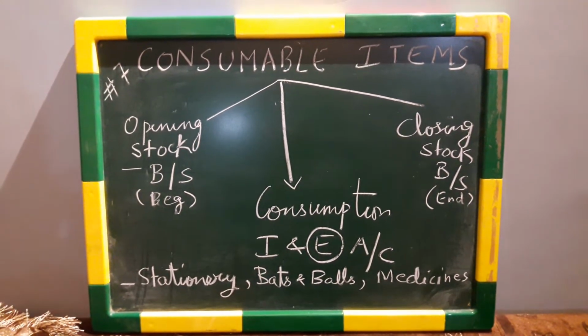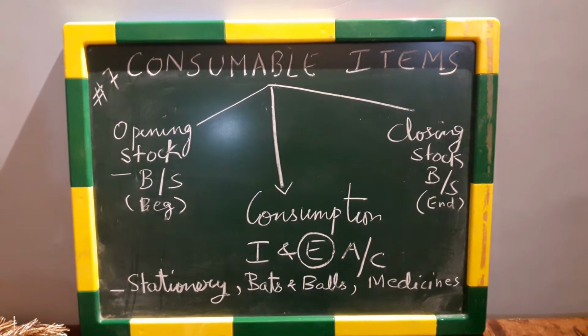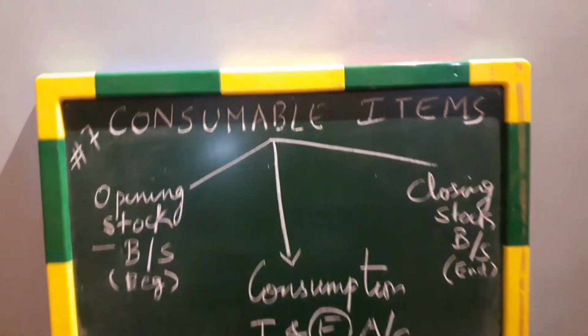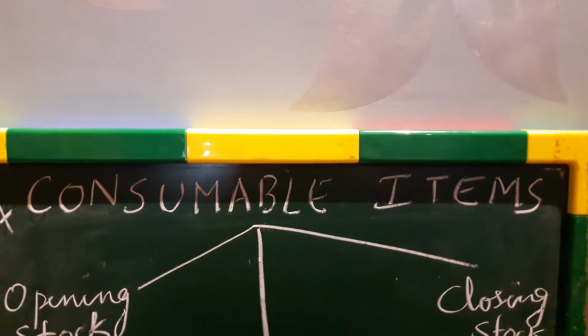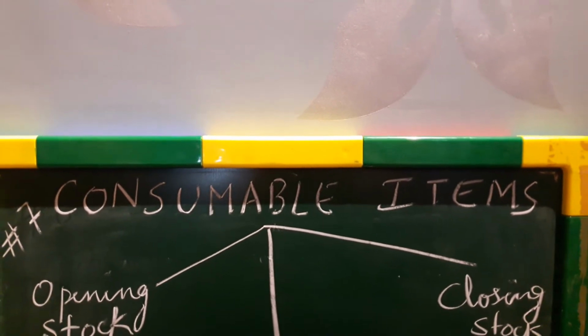Students, lesson number 7. This is new to you again. It's called consumable items. What are consumable items?